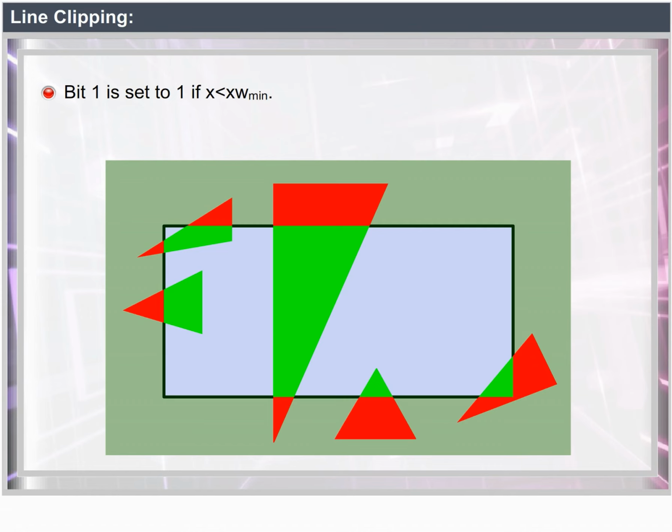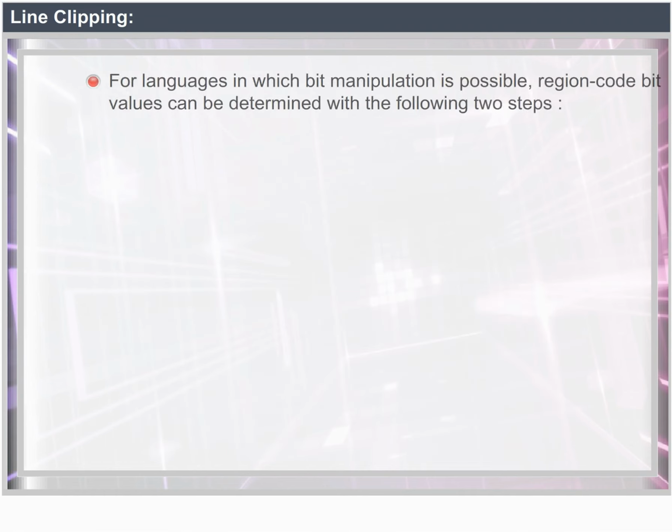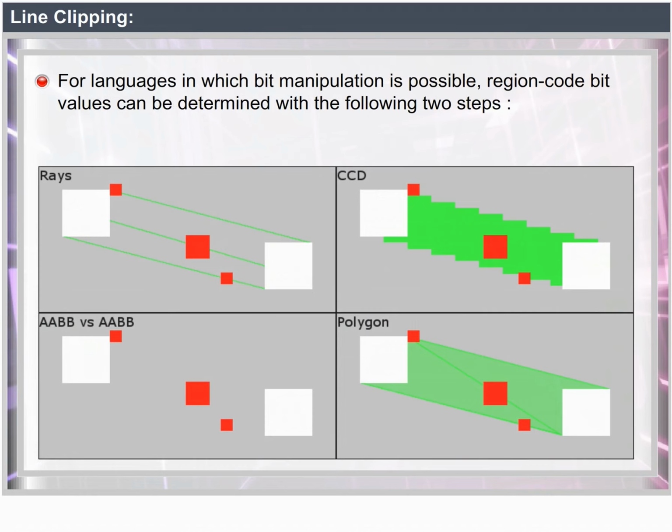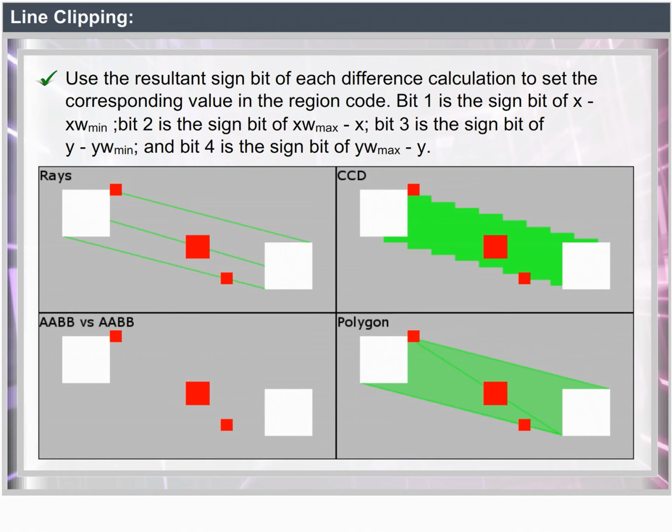Bit 1 is set to 1 if x is less than xw min. The other 3 bit values can be determined using similar comparisons. For languages in which bit manipulation is possible, region code bit values can be determined with the following 2 steps. 1. Calculate differences between endpoint coordinates and clipping boundaries. 2. Use the resultant sign bit of each difference calculation to set the corresponding value in the region code.